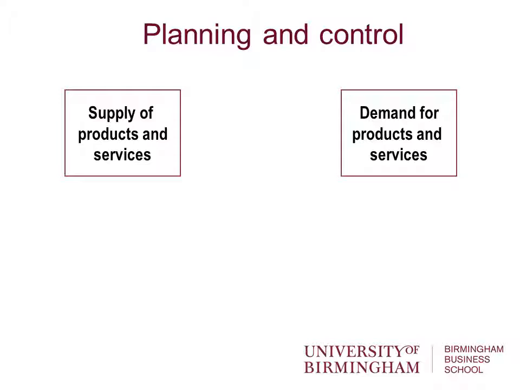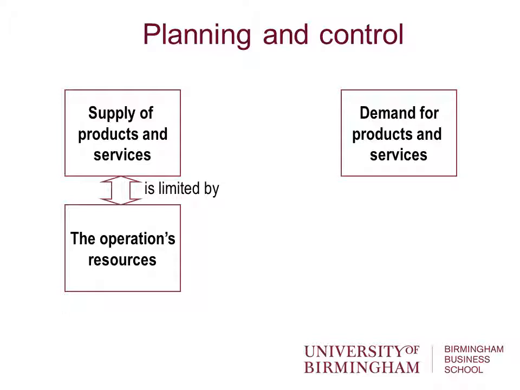What we have is 2 sides of the divide. On the one side we have supply of products and services from an organisation, and on the other side we have demand for those products and services. Supply is limited by the operations resources. So this could be facilities, it could be capabilities, it could be machinery, it could be all sorts of things. Information available, skills. So the capabilities are the resources which the operation uses to deliver products and services. Okay, so based on these resources, the organisation can make plans which are formal statements for future activity. So the organisation side of things is about planning for the future.